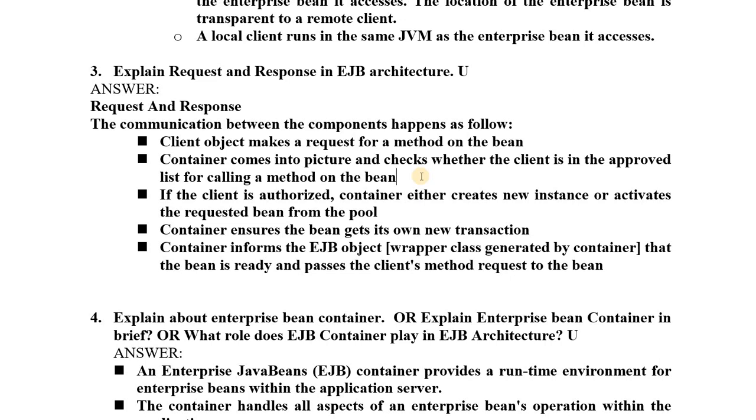EJB, that is your bean. So now the container comes into the picture. It checks whether the client is approved for calling a method on the bean. So checking is done here. If the client is authorized, a new instance is created, or it activates a requested bean from the pool. So if the pool already exists, one of the beans is requested, one of the instances is activated, else a new instance is created. The container also assures that the bean gets its own new transaction. So every request is handled as a new transaction.